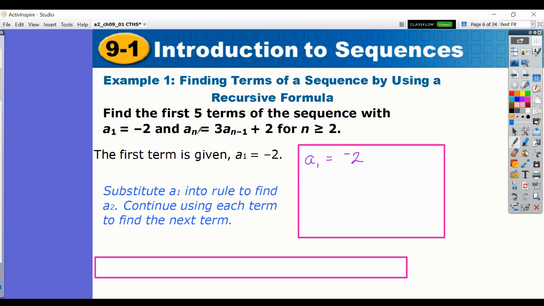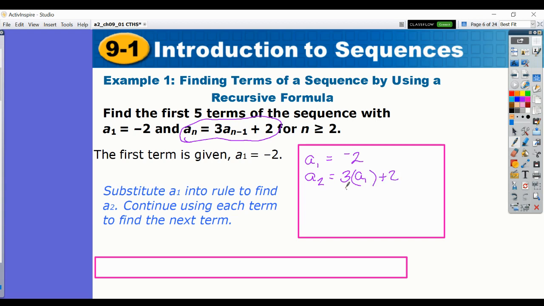Now, to find the rest of the terms, here's my rule. So I'm going to use this recursive rule, because it has this n-1 thing in it, to find them. So for the second term, I want to find a sub 2, and the n has to be bigger than 1 because we're starting with the first term. So a sub 2, I would need to take 3 times, and if I plug a 2 in here, this would be a sub 1.